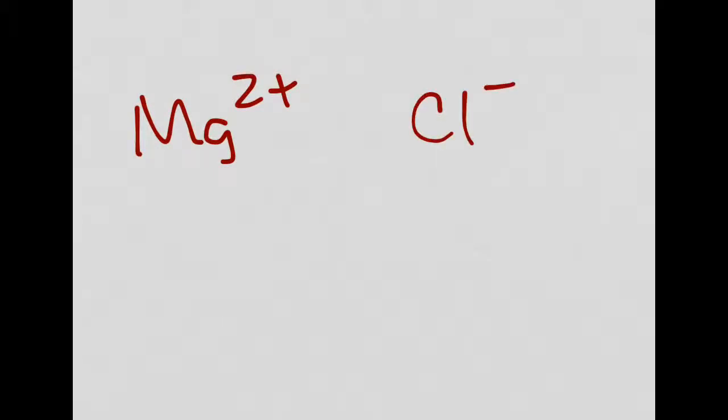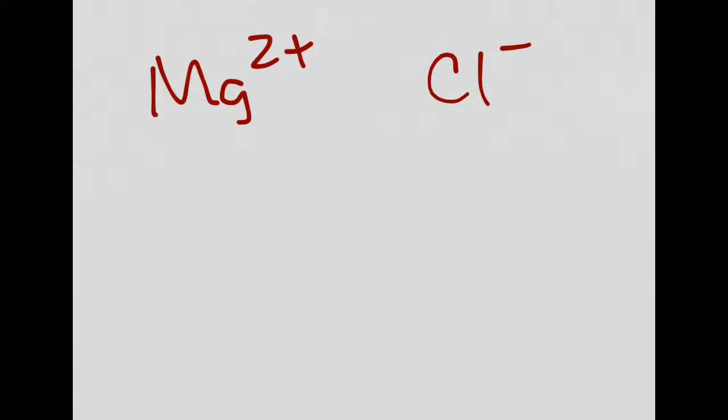anion. Now, let's step back here for a moment and understand what's going to happen. Ultimately, whatever ionic compound we create must not be charged. It has to be balanced.